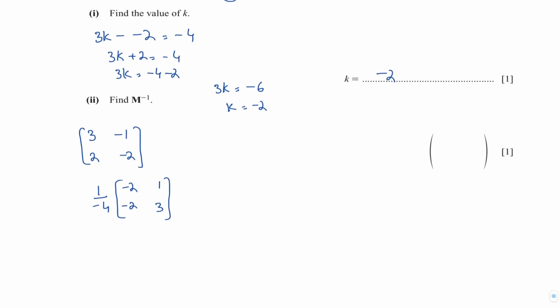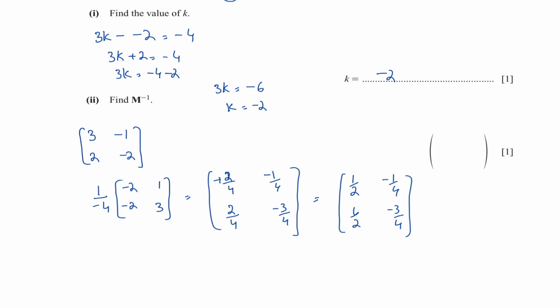We can leave this as it is, or if you want, you can multiply every element by 1 upon 4. So this is going to become plus 2 upon 4, we can simplify this in the next step, minus 1 upon 4, plus 2 upon 4 and then minus 3 upon 4. If we simplify this, this is going to become 1 upon 2, minus 1 upon 4, 1 upon 2, minus 3 upon 4. And this right here is your final answer, which you should not forget to write in the space that is provided to you.